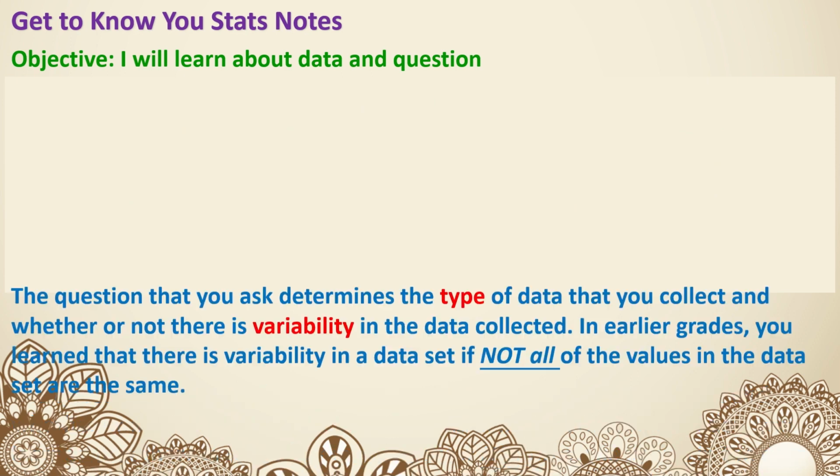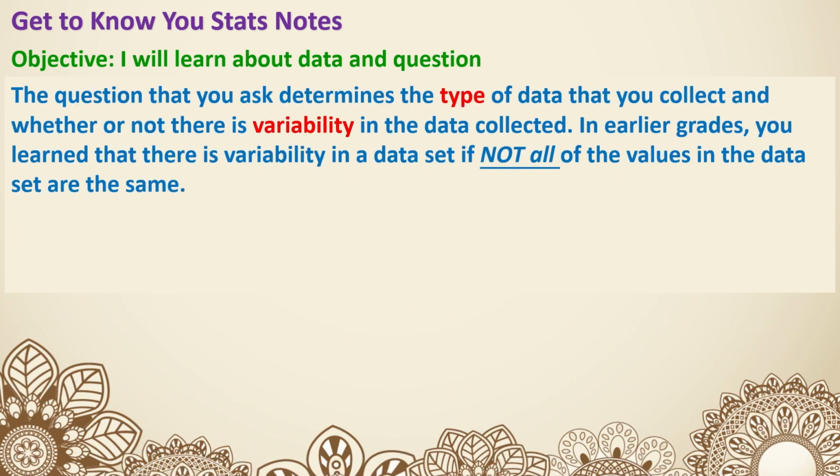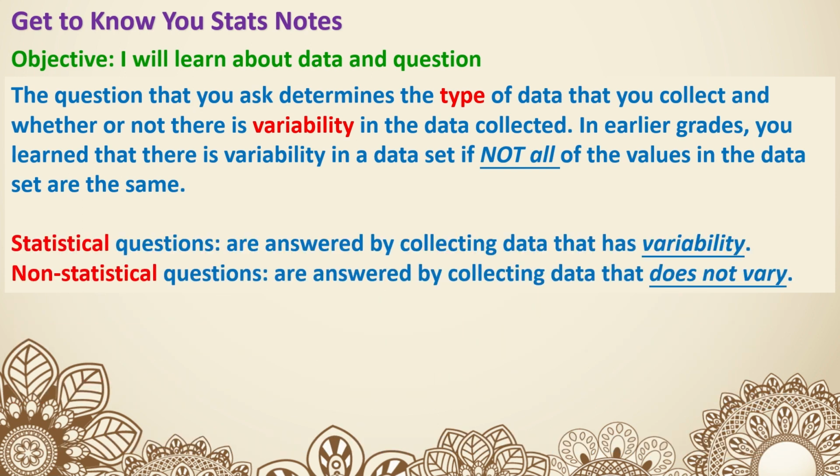The next thing, the question that you ask determines the type of data that you collect and whether or not there is variability in the data collected. In earlier grades, you learned that there is variability in a data set if not all the values in the data set are the same. Statistical questions are answered by collecting data that has variability, so you are supposed to get all different answers. Non-statistical questions are answered by collecting data that does not vary. So no matter who you ask, it's going to be the same data, same answer.